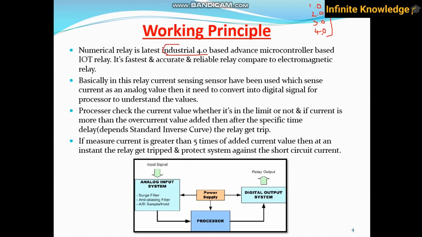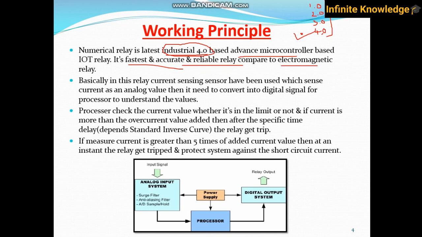What is Industry 4.0? Industry 4.0 is industrial advancement and automation. We are on the automation stage, we are on the next step, the futuristic state. In Industry 4.0 we are at an advanced level. So the numerical relay is the latest Industry 4.0 based advanced microcontroller based IoT relay, and it is faster, more accurate and more reliable than the electromagnetic relay.